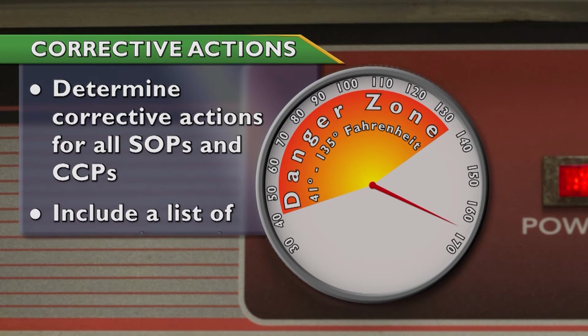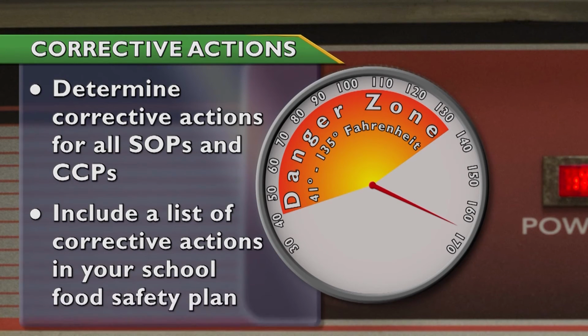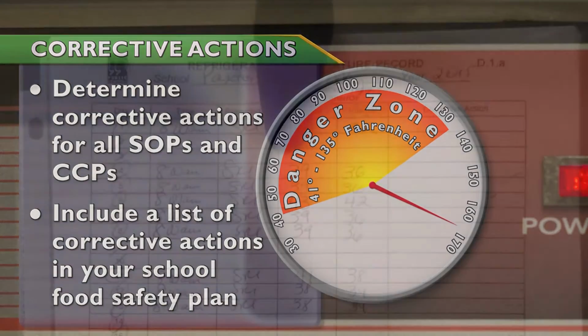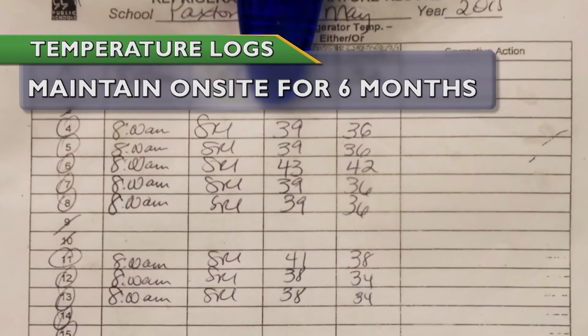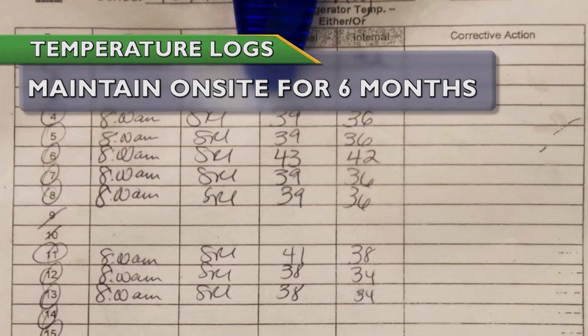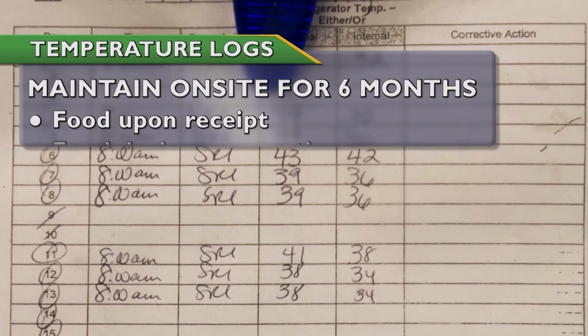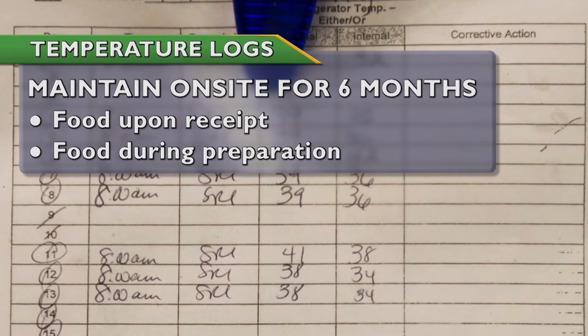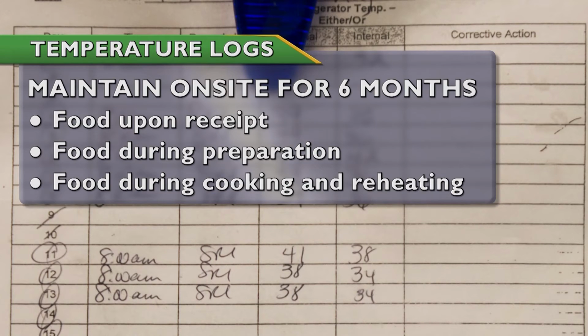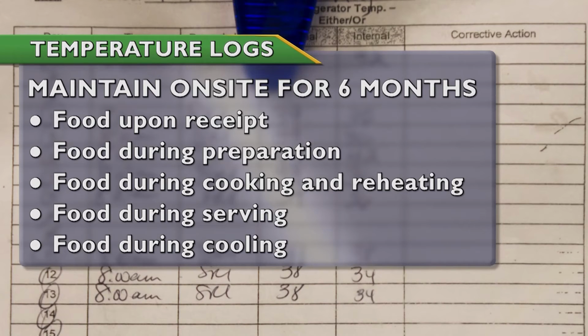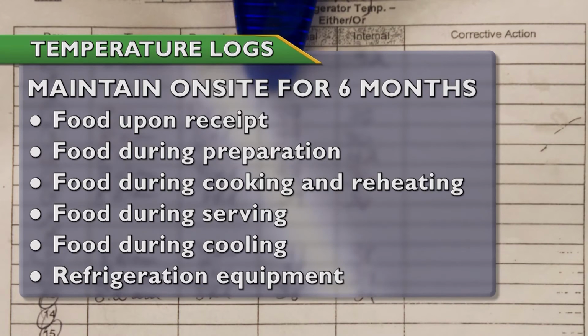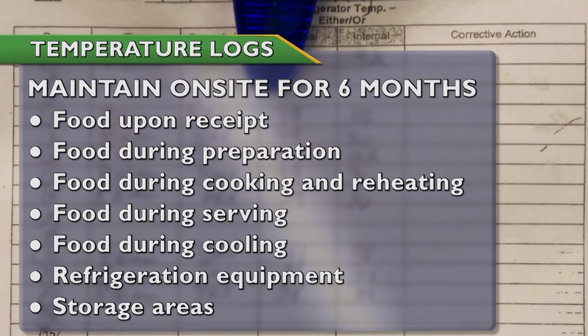A list of appropriate corrective actions must be included in your school food safety program. The following temperature log should be maintained and filed on site for 6 months. Food temperatures upon receipt. Food temperatures during preparation. Food temperatures during cooking and reheating. Food temperatures during serving. And food temperatures during cooling. Also, the temperature of all refrigeration equipment, such as milk coolers, freezers, and refrigerators, and the temperature of storage areas.